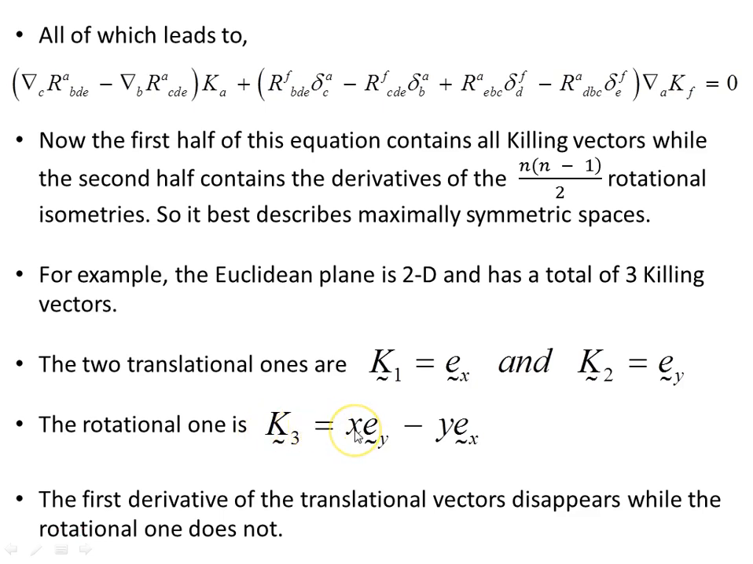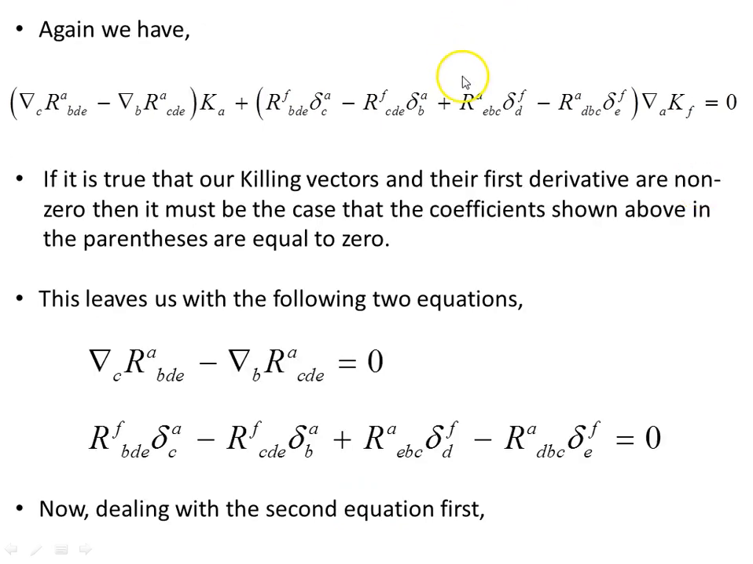When I take the derivative of this, say with respect to x, this doesn't disappear. Alright, this part does, but that doesn't. If I take the derivative of all of this with respect to y, then that disappears, but this doesn't. And so that's why we need that part there. We want to deal with the killing vectors and the curvature, and we want to see what we can find out about the symmetry of maximally symmetric spaces. So the first derivative of the translational vectors disappears while the rotational one does not. Alright, again we have just re-quoting the result again, so keep that in mind.